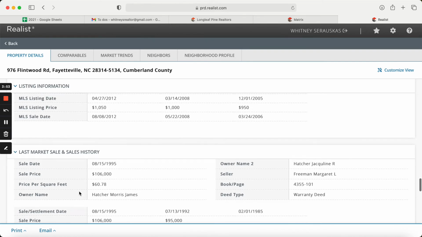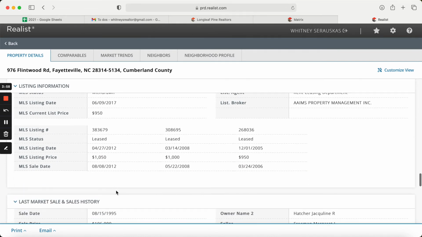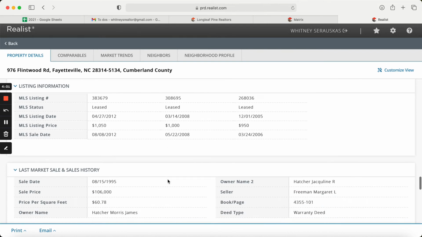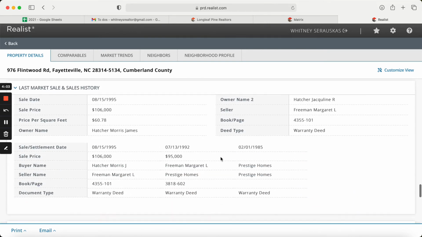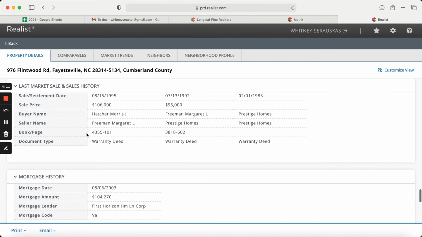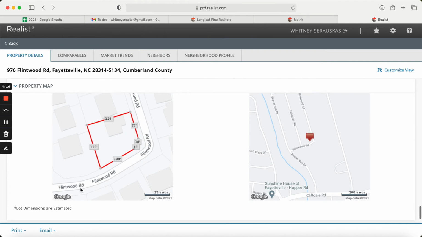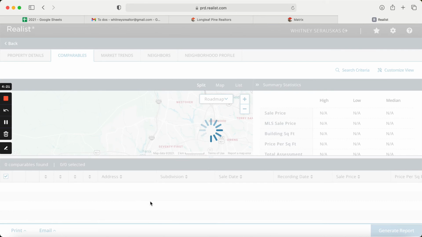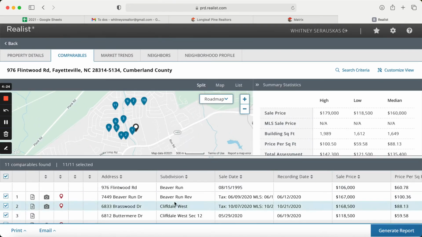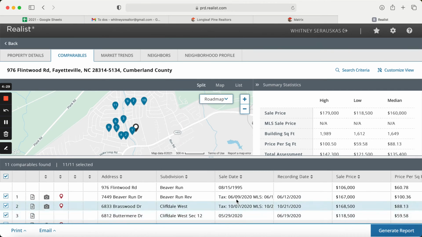And of course here, the last, you will find listing information. This property is currently listed right now. Here is what kind of deed, the book and page, and of course any other previous people that owned it prior. And you get to find out the lot. You can do comparables to see if anybody else has sold in the area, to see what's the difference and how much it's been sold for, or when it was last sold.